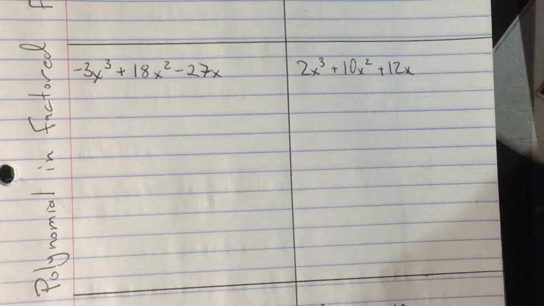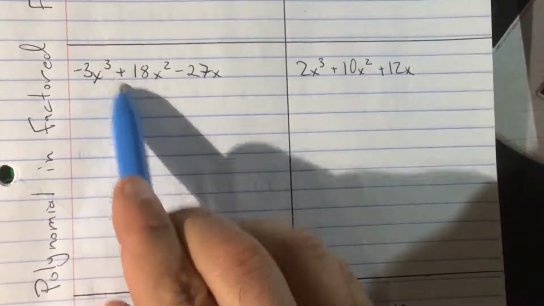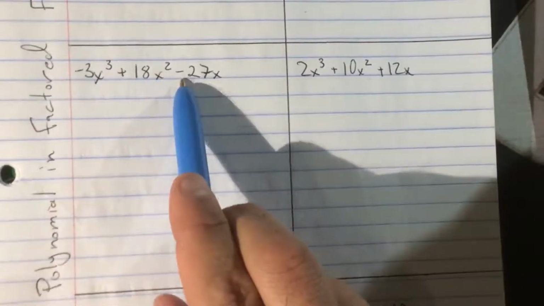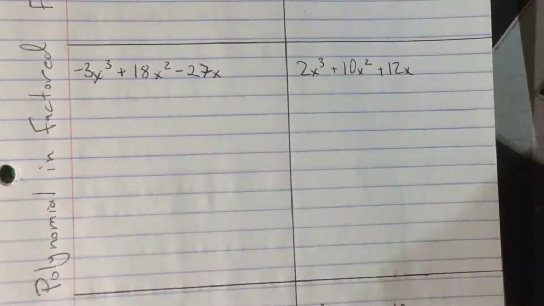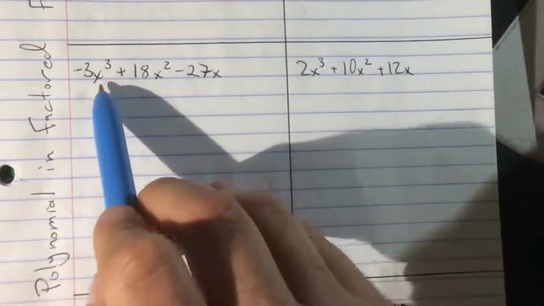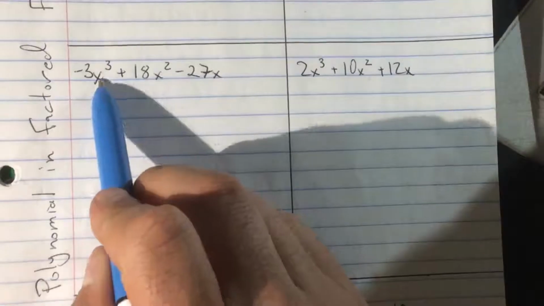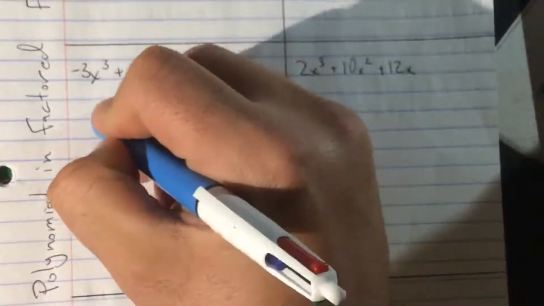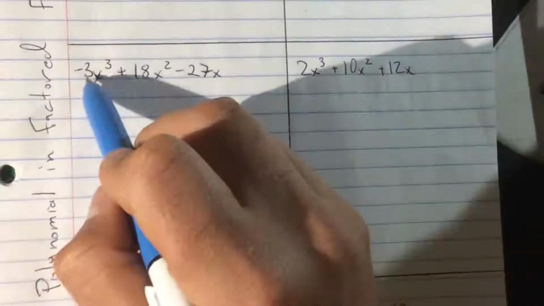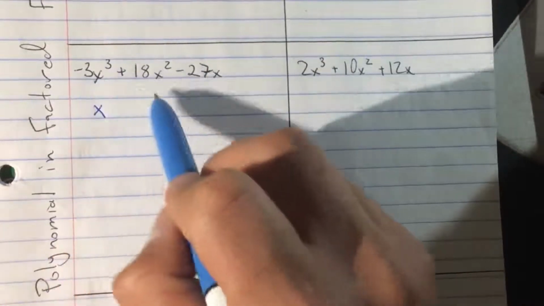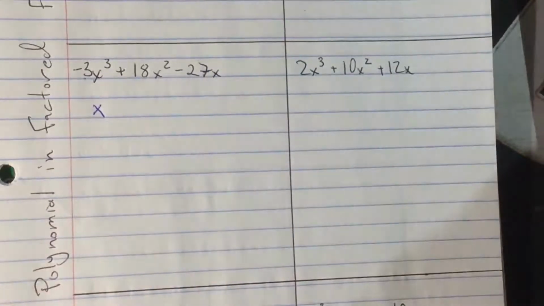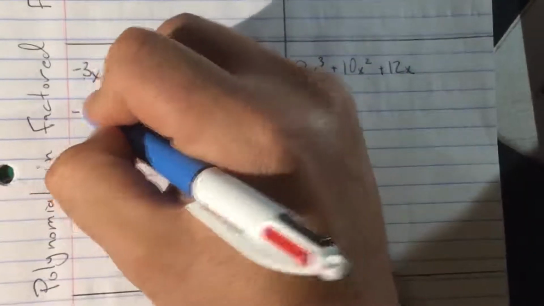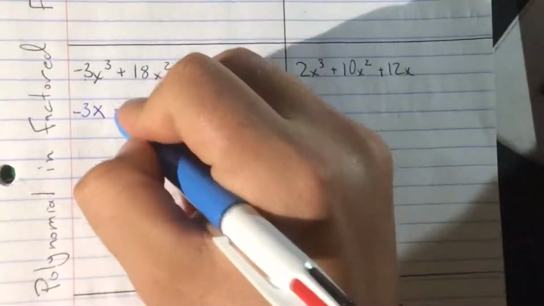For this one, we're going to start off with this problem here, which is negative 3x cubed plus 18x squared minus 27x. Once again, we have to pull out our greatest common factor. They all have x's, so we know we can pull out an x here. But we're also going to try to pull out a negative 3 for each one. We have to check: this is divisible by negative 3, also divisible by negative 3, and also divisible by negative 3, which checks out. So we're going to pull out a negative 3x from each of these.